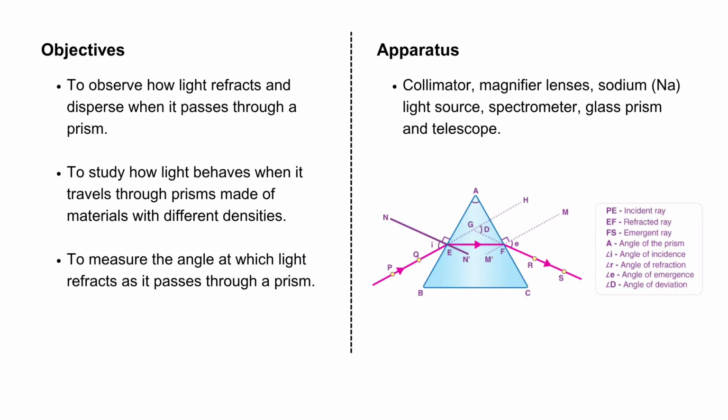Next, there are 3 objectives of this experiment that I found. First, to observe how light refracts and disperses when it passes through a prism. Second, to study how light behaves when it travels through prisms made of materials with different densities. And the third one is to measure the angle at which light refracts as it passes through a prism.